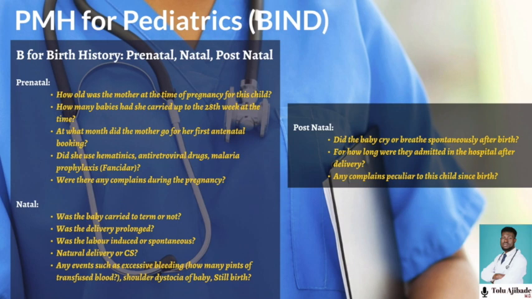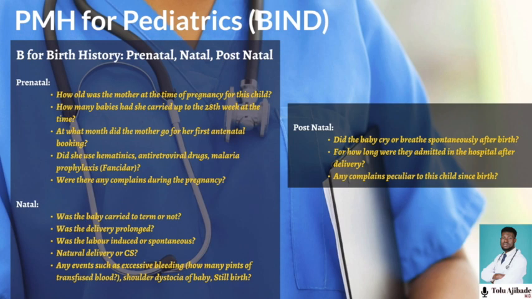And in this part, of course, the birth of a child is in 3 parts. You have the prenatal, you have the natal, and the postnatal. So you need to ask questions on these 3 parts to get a full mark, okay? So how do you ask prenatal questions here? So for prenatal, you just ask these few questions. How old was the mother at the time of pregnancy for this child? Okay, and then you ask, how many babies had she carried up to the 28th week before this child? Okay, now why 28th week? Because that's the age of viability of a child.